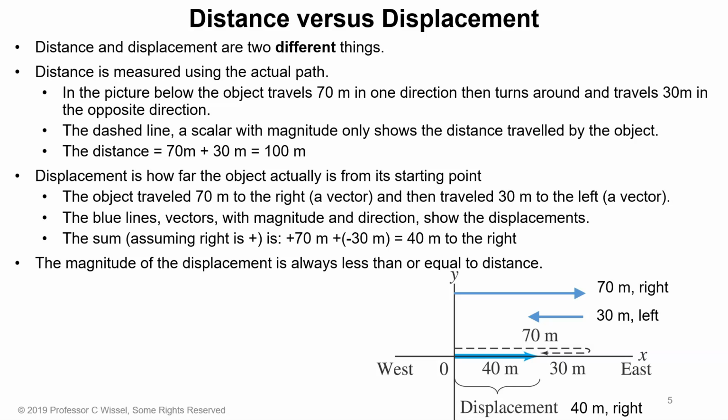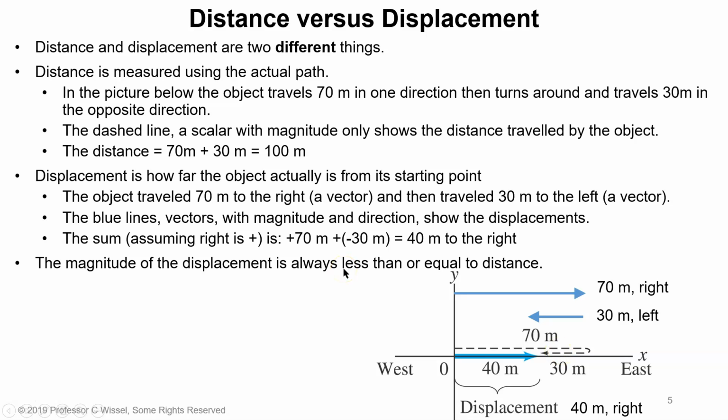And there's a difference between distance and displacement. They're two different things. Distance is measured using the actual path. So in the picture below, an object travels 70 meters in one direction, then turns around and travels 30 meters in the opposite direction. This is the dashed line here. That's what this object actually did in terms of what an odometer would read. So the dashed line is a scalar. It has magnitude only. It shows the distance traveled by the object. And the distance is 70 meters plus 30 meters for a total of 100 meters.